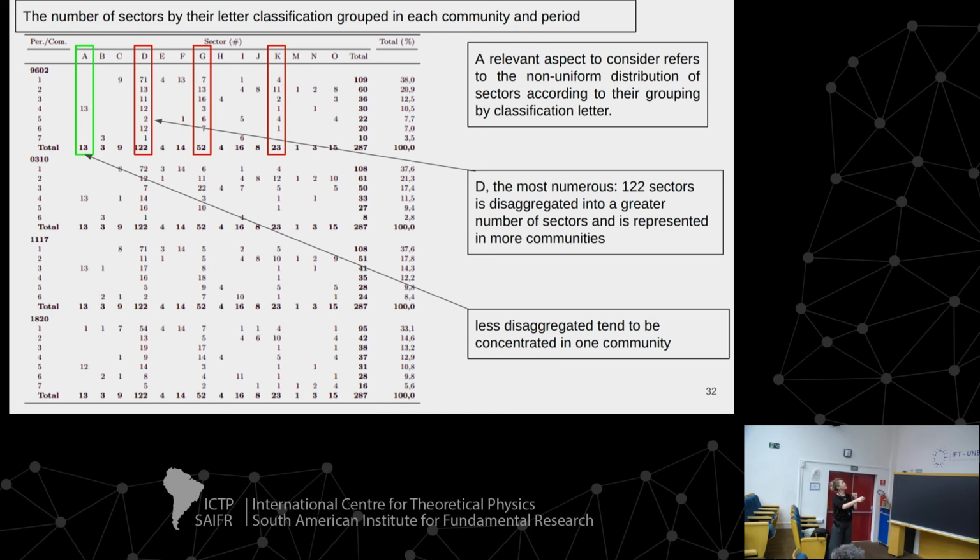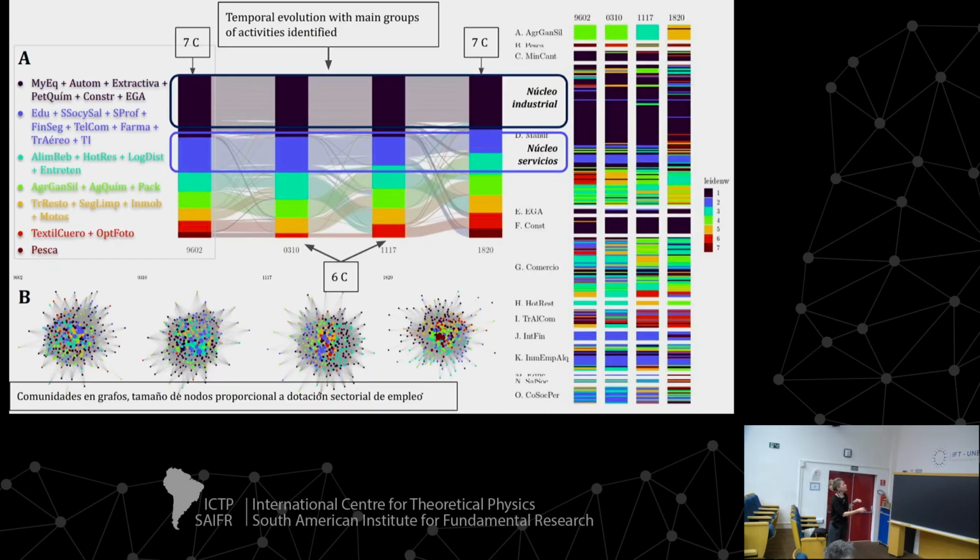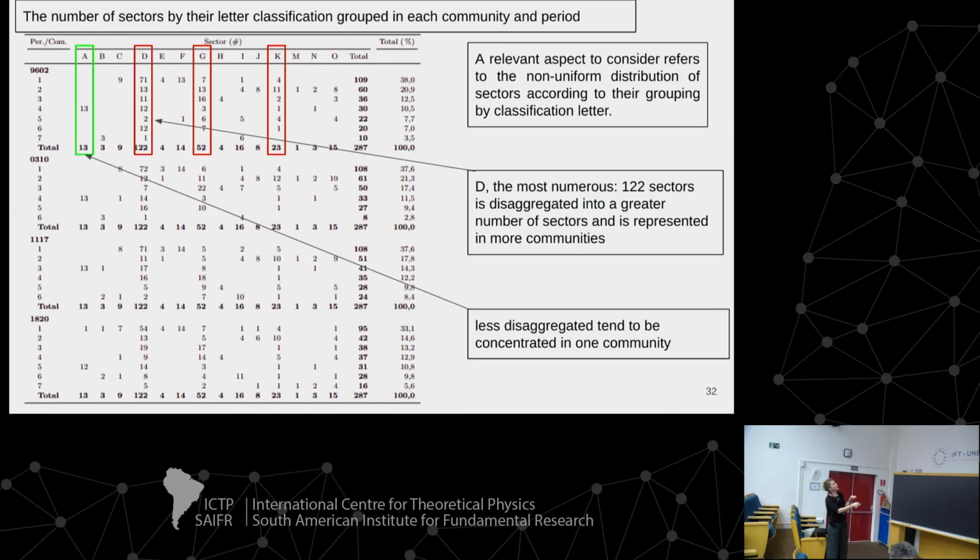Yes? Okay. Then, for example, I have 7 sectors that come from the letter G, which is another economic activity. I don't remember. We can look at it. I don't have the legend here. And then I have another, the second one that is the most aggregated. And then I have this one.